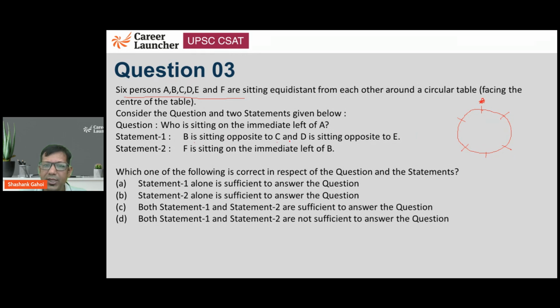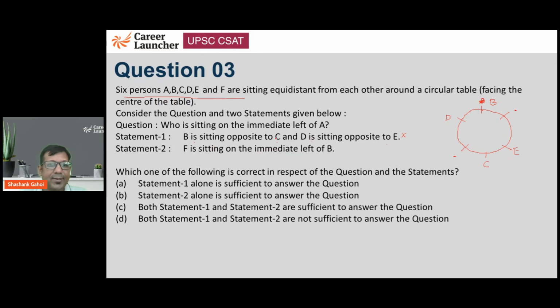B sitting opposite to C, D sitting opposite to E. So let's say B is sitting here, C sitting here, D sitting here, E sitting here. Now A can be here or A can be here. So we don't know who's sitting immediate left of A. So basically, first statement alone is not sufficient. Let's move to the second statement.